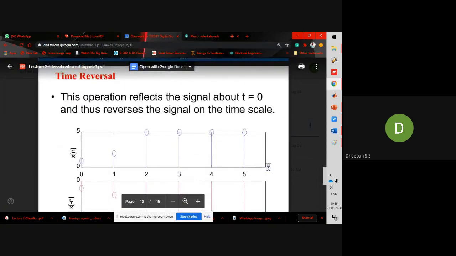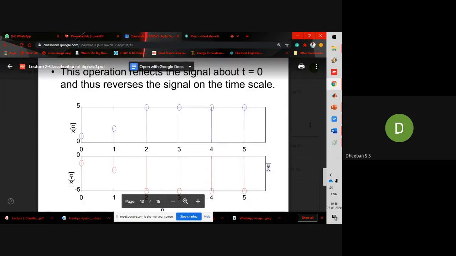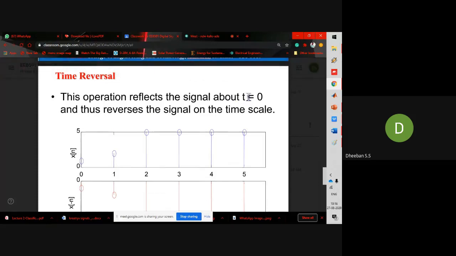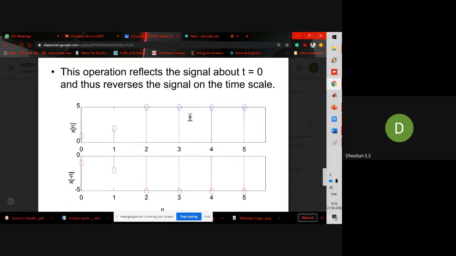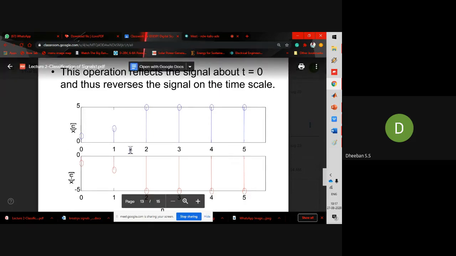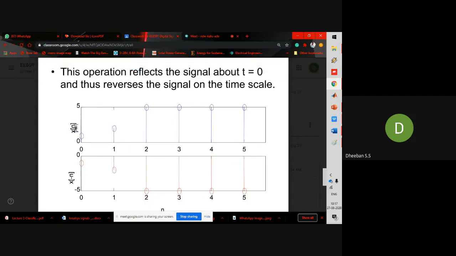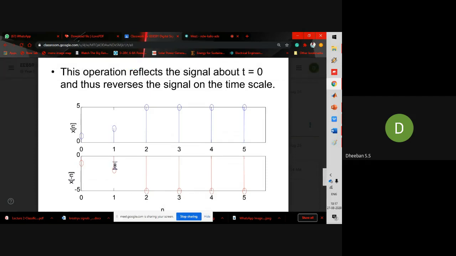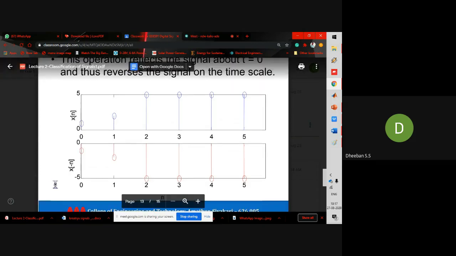This is the time reversal. Time reversal is a very simple concept. The operation reflects the signal about t equal to 0 and thus reverses the signal on the time scale. So this is nothing but the negative of the signal's time variable. Here it is a discrete signal, so the input is x of n. If this is 1, then x of minus n will be minus 1. If it is 2, it will be minus 2. Similar concept.